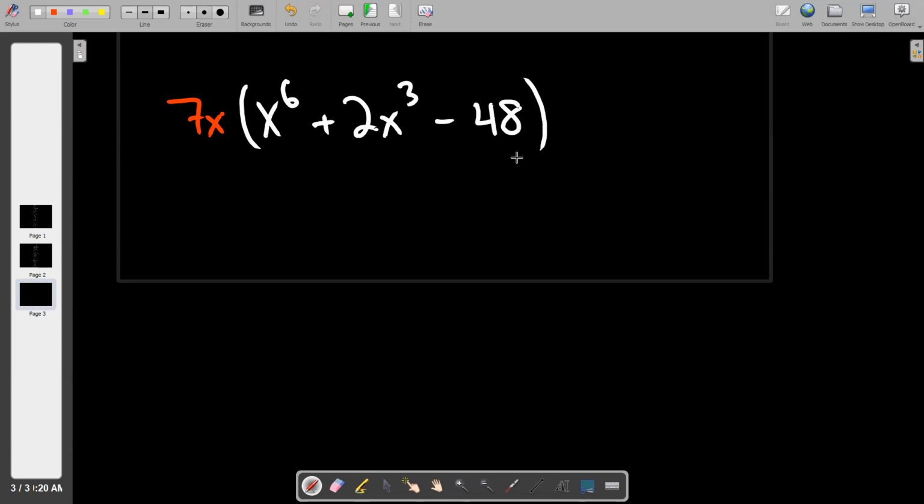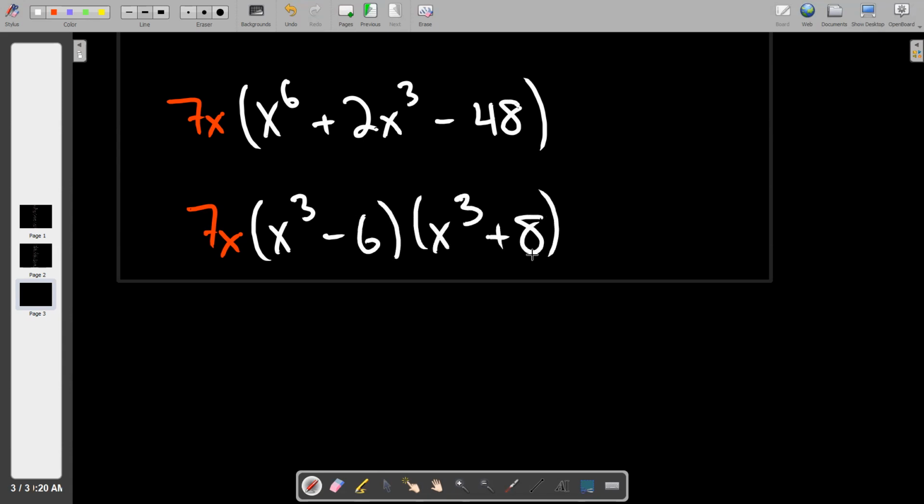And then it's just a quadratic lookalike. So we'll see. Maybe it'll spawn something interesting. Maybe it won't. So we're going to have x to the 3rd minus 6 and x to the 3rd plus 8. Can't both of those be factored? One of them can be.